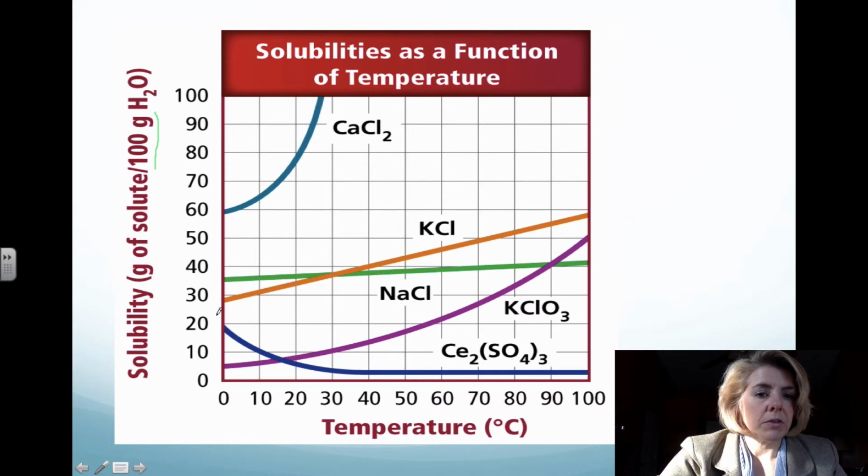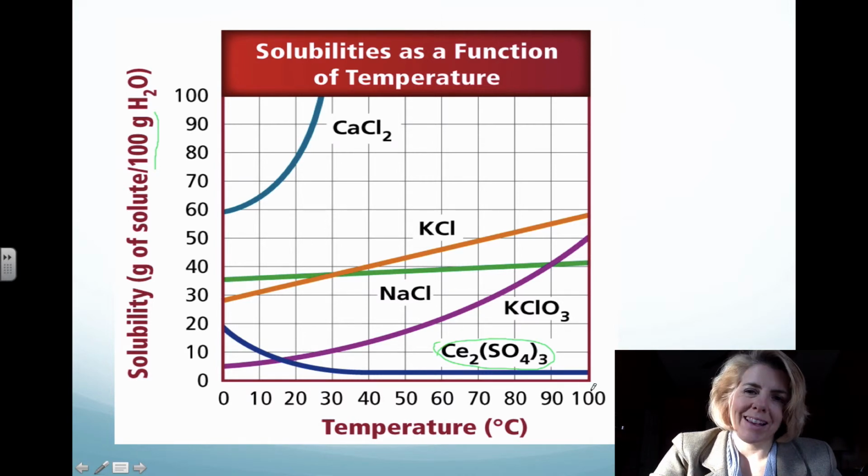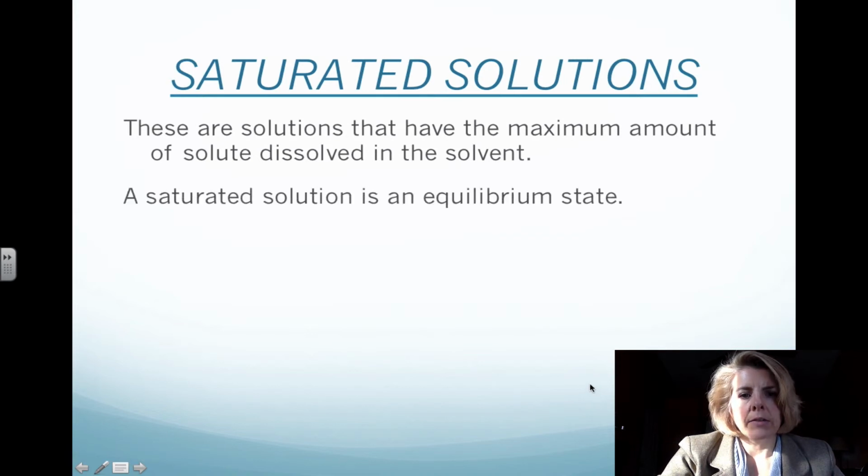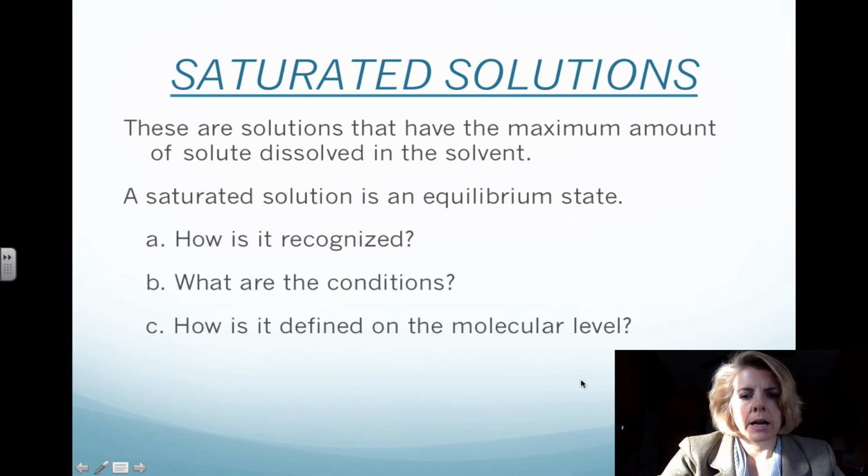Now there are situations where solubility will go down with temperature. So there's this material here where the solubility is actually decreasing with temperature. And typically that happens to gases. So saturated solutions have the maximum amount, and it's actually in an equilibrium state, so it's dynamic. It goes from one state to another readily. And these questions we'll get into in more detail in class.